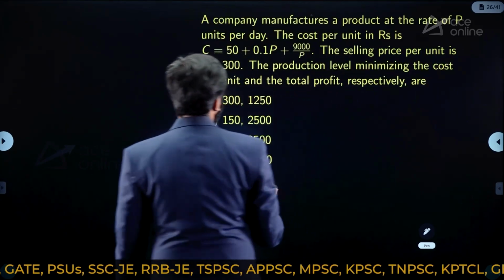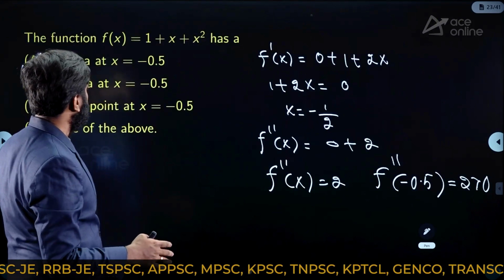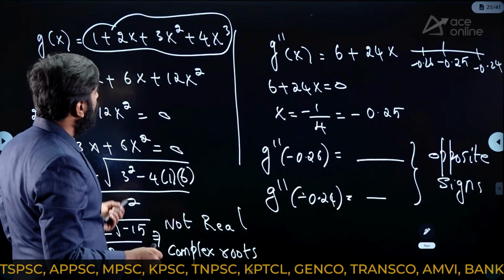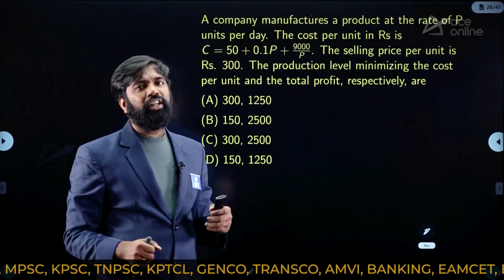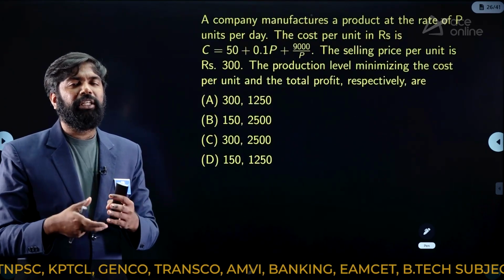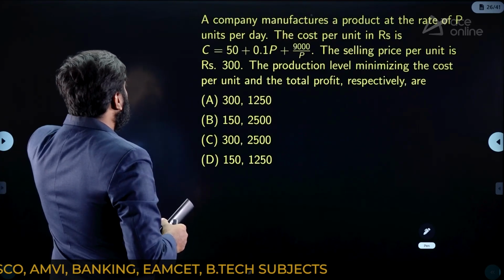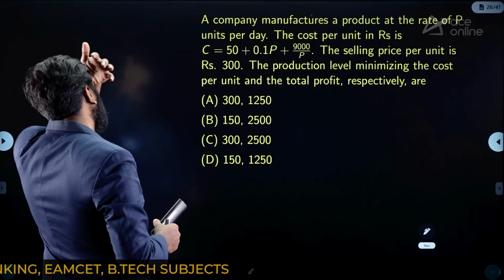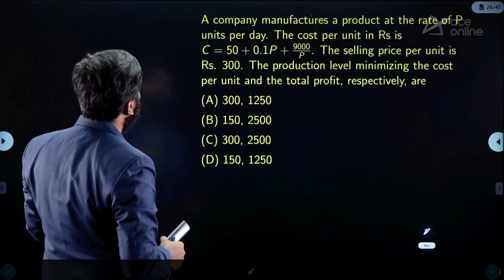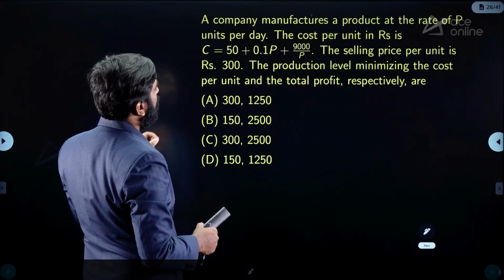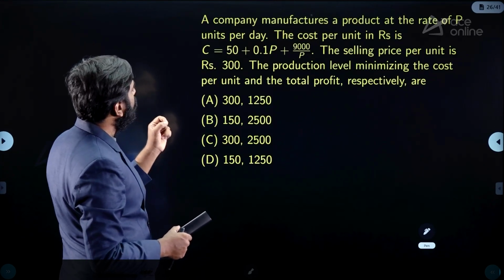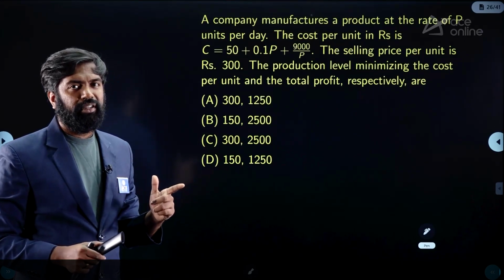Let's go to the next one. You can see that there are 3 questions. This is one, this is another, and this is also under this optimization where the maxima minima technique is needed. So let us look at this question. He says a company manufactures a product at a rate of P units per day. So a company produces P units in a day. That's what is given, P units.